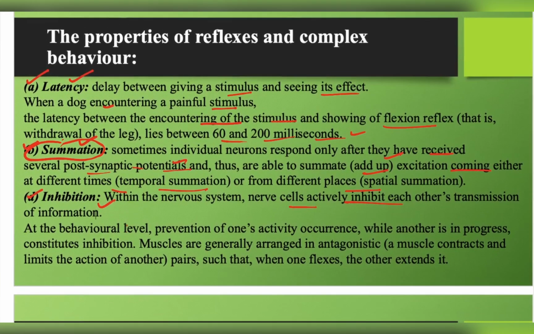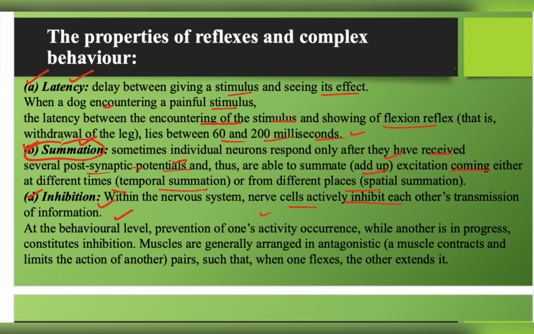So at the behavioral level, the prevention of one activity occurring while another is in progress, that means inhibition. For example, if you are talking and eating food at the same time, when you gulp, you cannot respire at the same time. If you are aware of that, when you gulp or swallow the food, the trachea is covered with the epiglottis, and that is important.